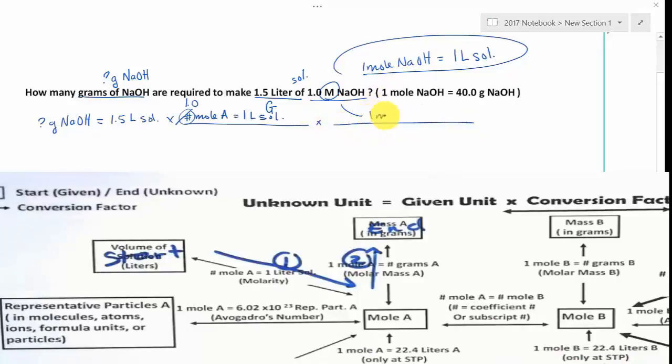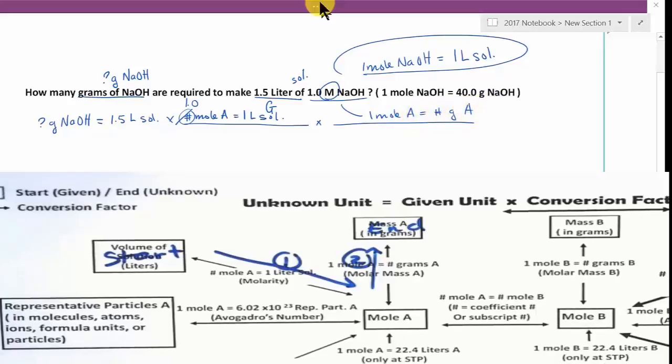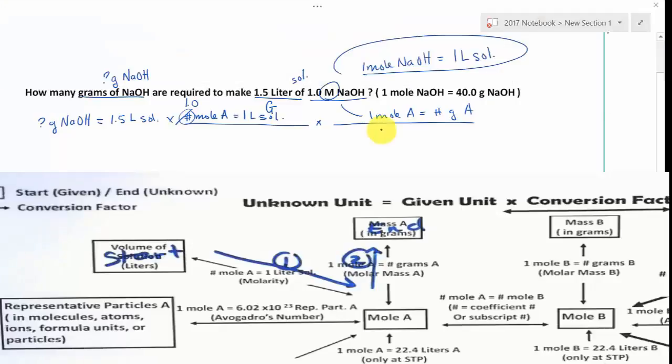We have 1 mole of A equal to the number of grams of A. So let's use a different color. How about that? Now let's rewrite this into multiplying a fraction. So in this case, what about our number of grams of A? Well, what is A in this case? This is your chemical, NaOH. And this is the same thing, NaOH, because we're not changing from one chemical to another chemical. And what's the number of grams? That's the molar mass, which is 40.0.